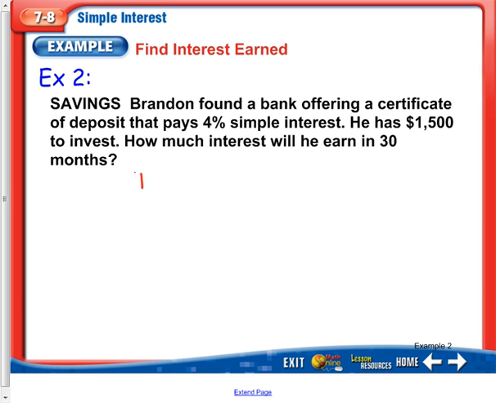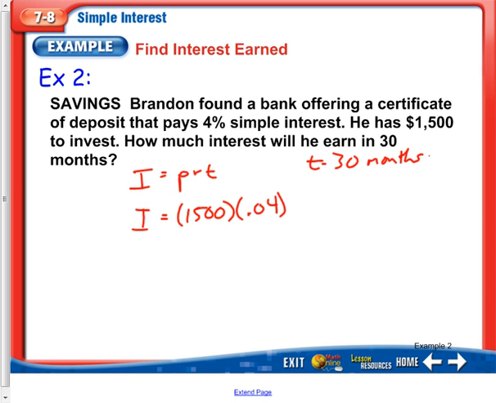Same formula, I equals PRT. We're looking for the interest, so we leave the I in there. The principal, the same as last problem, is $1,500. The rate, same as last problem, we're going to say 0.04. Okay, now the time is 30 months. We need to get that into years. We cannot put anything in here that's in anything other than years. So we need to take that 30 and we need to divide it by 12.